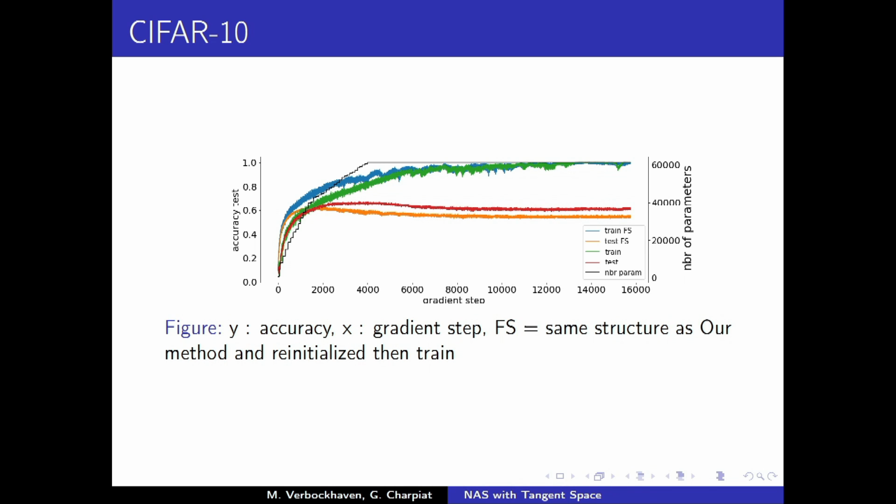And you have in comparison a model which is trained from scratch, which means that we take the architecture we have achieved at the end, we reinitialize the parameters taking Kaiming normal, and we train from scratch. And as you can see, you have kind of the same performance.